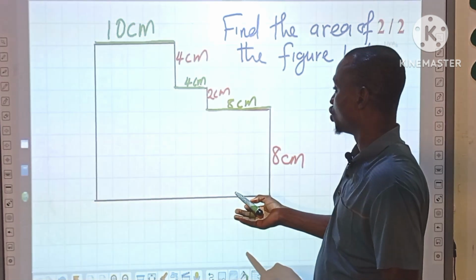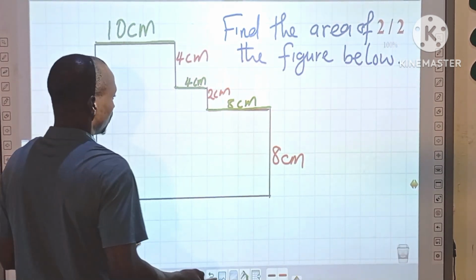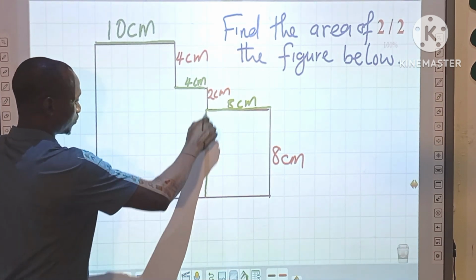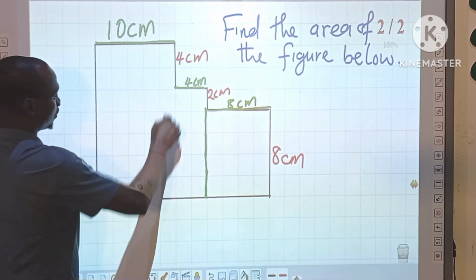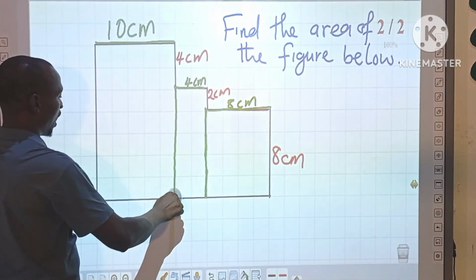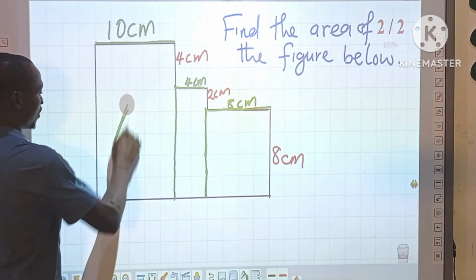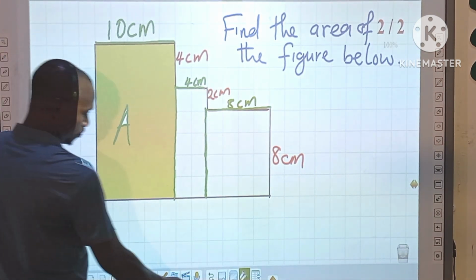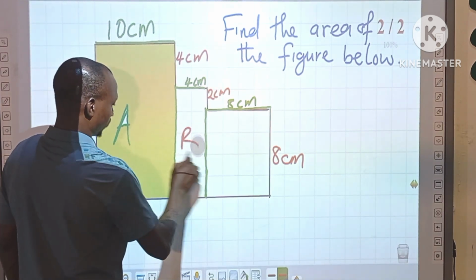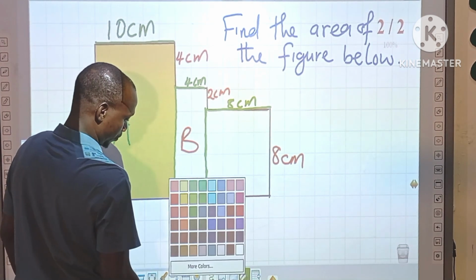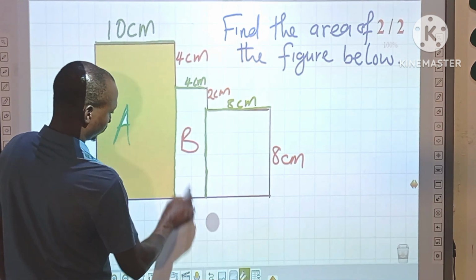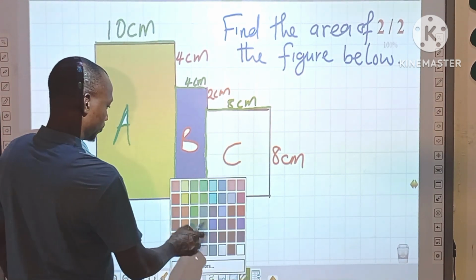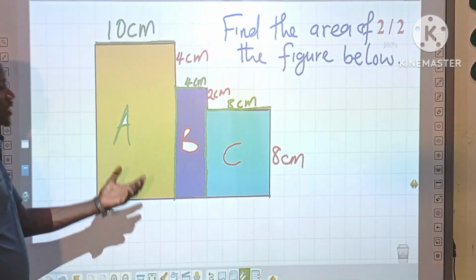Now, this depends on you. I prefer breaking the shape into this. My first shape, the second shape, and this is my third shape. So this will be shape A, shape B, and shape C. These are the 3 shapes.